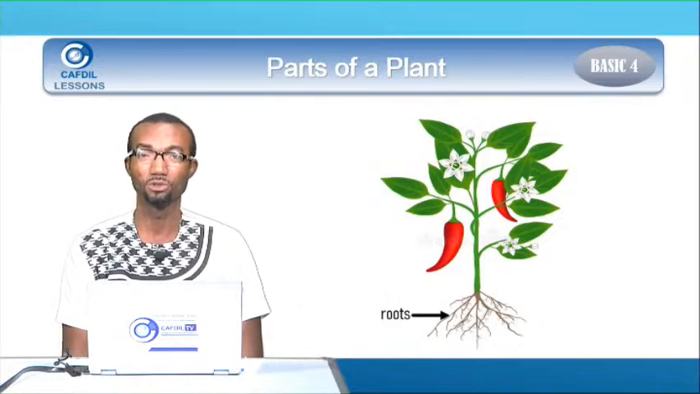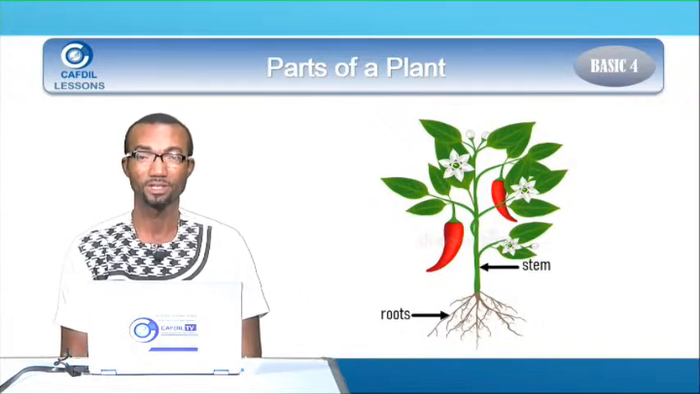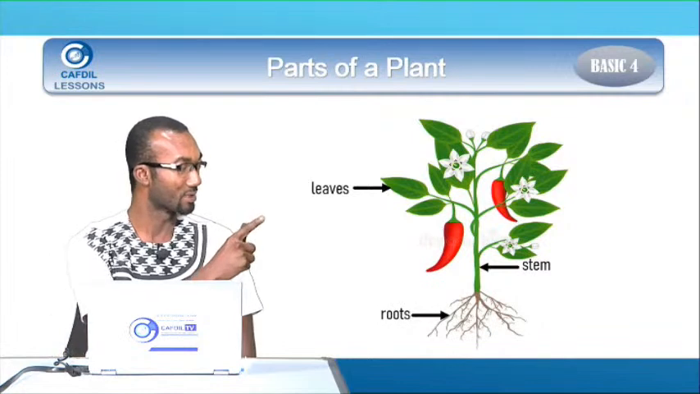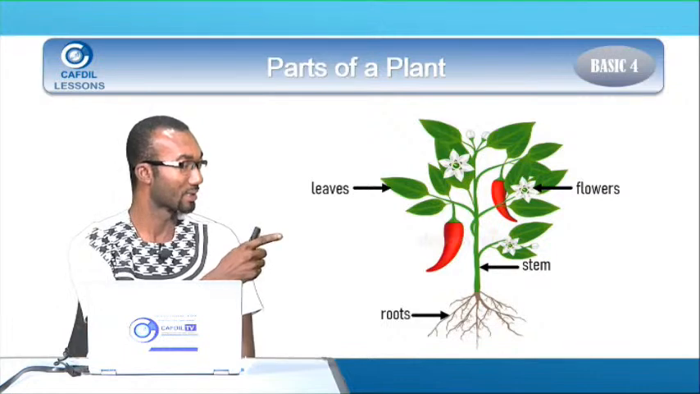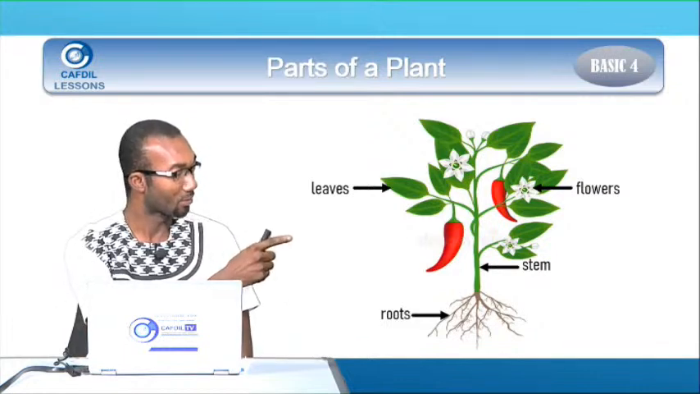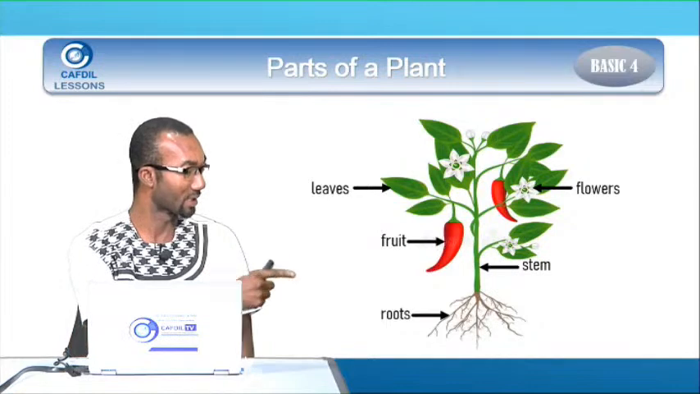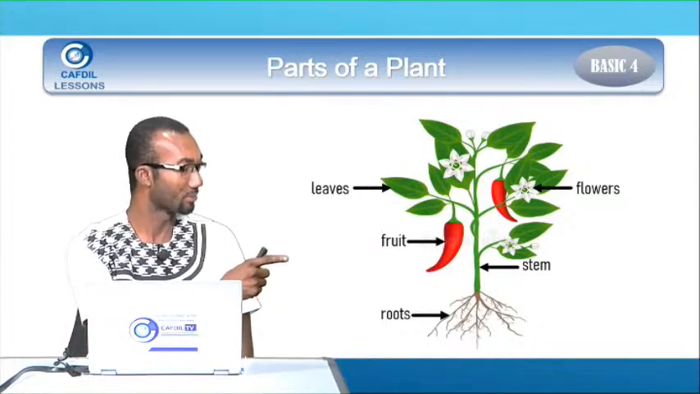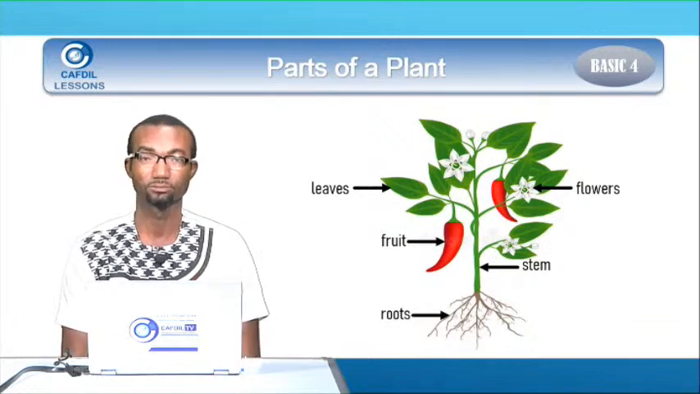The first one is the roots. As you see, you have the roots. Then we have the stem. The third one is the leaves, as you see at the top here. And then we also have the flowers, and the fruits on this plant. So parts of a plant, I have the roots, stem, fruits, leaves, and then we have flowers.